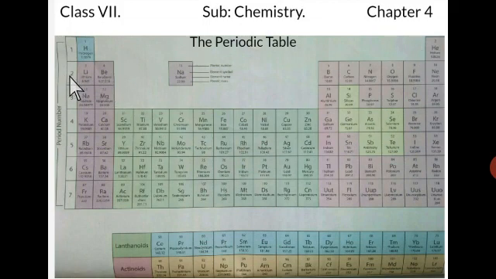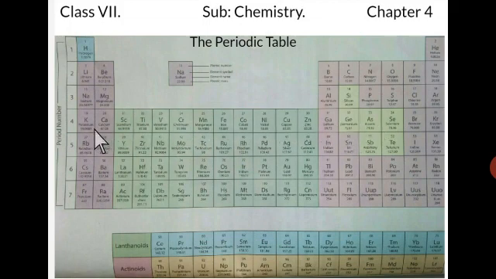Similarly, you can count in the second period how many elements are there. Lithium, beryllium 1, 2, boron 3, carbon 4, nitrogen 5, oxygen 6, fluorine 7 and neon 8. So how many are there? In the second period 8 elements are there. Similarly, in the third period 8 elements are there. From 4, 5, 6, 7 you see more than 8 elements are there.